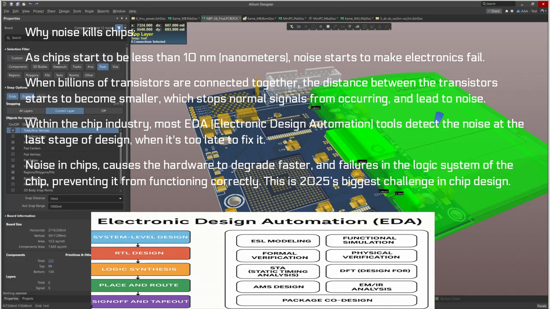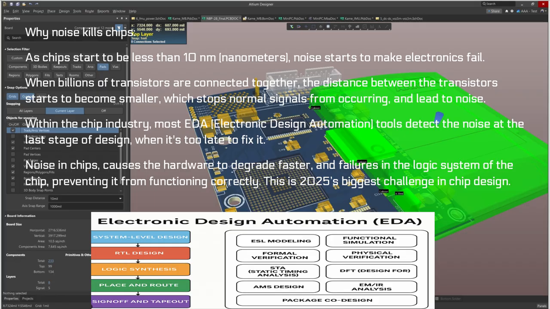On this slide, I mention why noise kills chips. First of all, when chips get smaller, less than 10 nanometers, noise starts to make electronics fail, and that includes chips. When billions of transistors are connected together, as part of the chip design process, the distance between the transistors becomes smaller. The transistors are very close to each other, and this stops the normal signals from being transferred, and this leads to noise. And as discussed before, noise causes chips to fail.